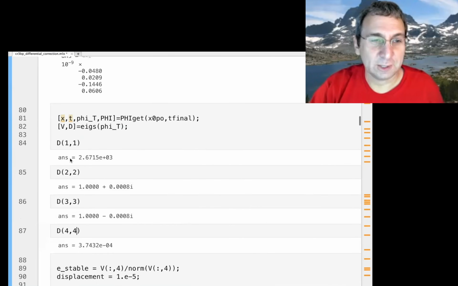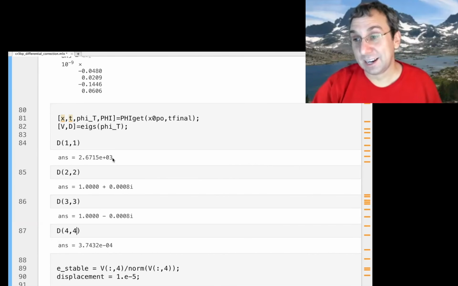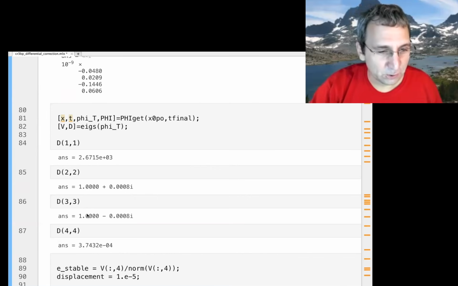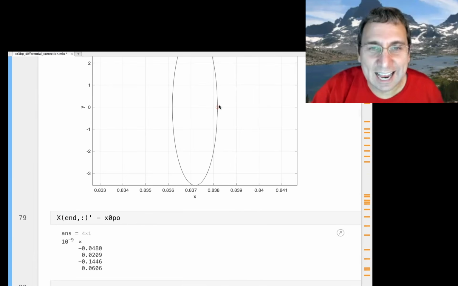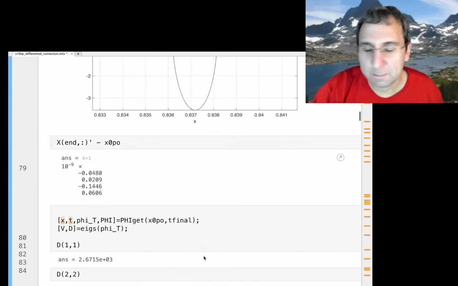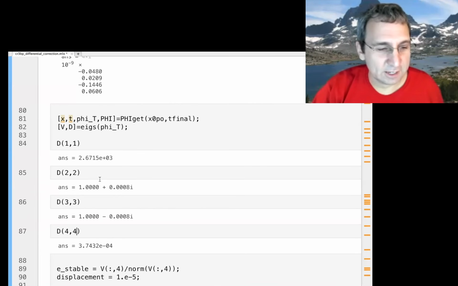Okay, so lambda, the large eigenvalue, is 2.67 times 10 to the third. So like I said, on the order of 1,000. And then there's 2 eigenvalues very close to 1. You notice this has got a little bit of an imaginary part. That's because this isn't exactly periodic. It's very close, but it isn't exact. It's close enough, and it does the job.